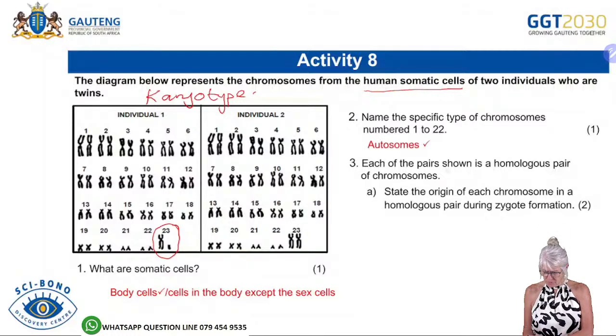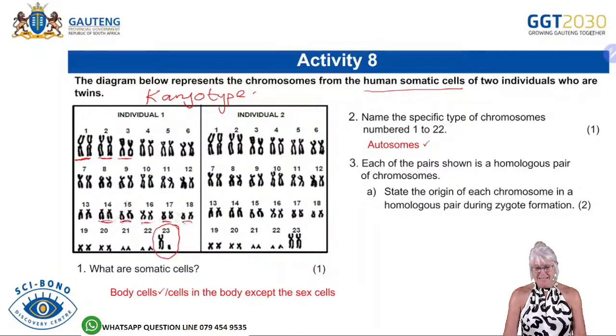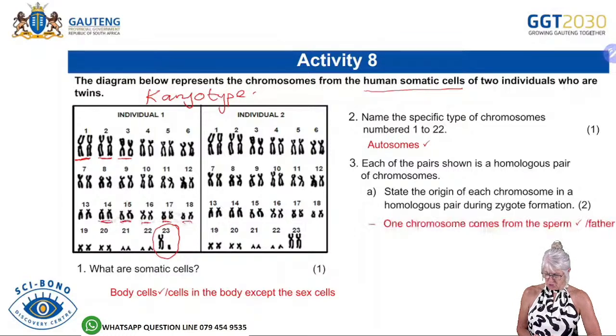And then they say each of the pairs shown is a homologous pair of chromosomes. So there we can see there's 2, and you can see they are more or less the same size, same shape. The centromere is in the same position. So each pair looks pretty much the same. Now they say, state the origin. So where did one of the homologous pair come from, and where did the other one come from? That would be one came from the sperm cell and one came from the ovum, or one came from the father and one came from the mother. So one is paternal in origin and the other one is maternal.